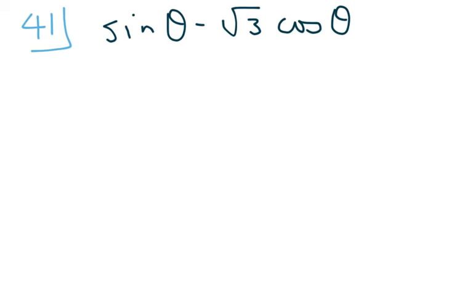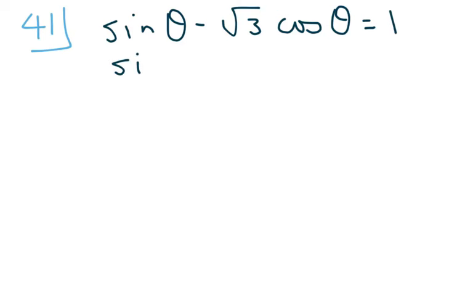It's quite complicated, so let's just look at 41. We have sine of theta minus root 3 cosine of theta equals 1. Now, you can kind of guess and check here. I'm going to go ahead and try because I know my angles really well. I'm going to try pi over 2.